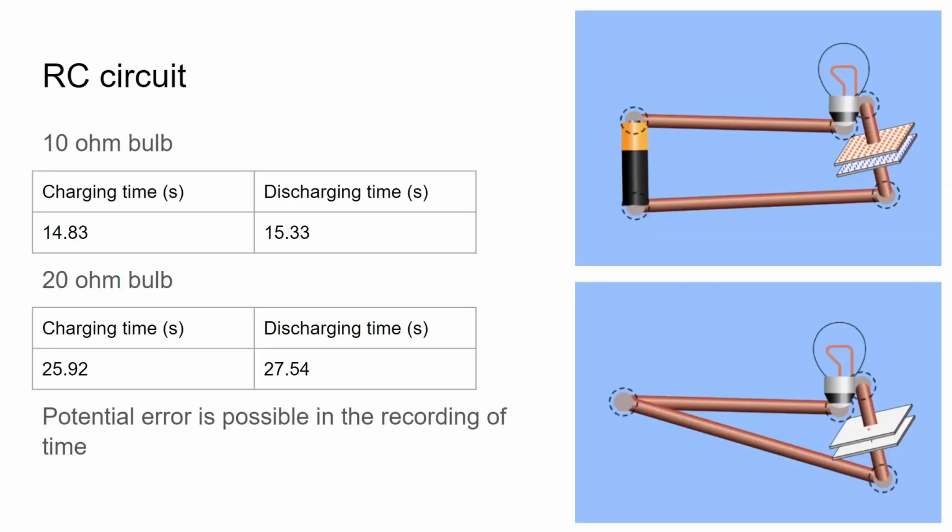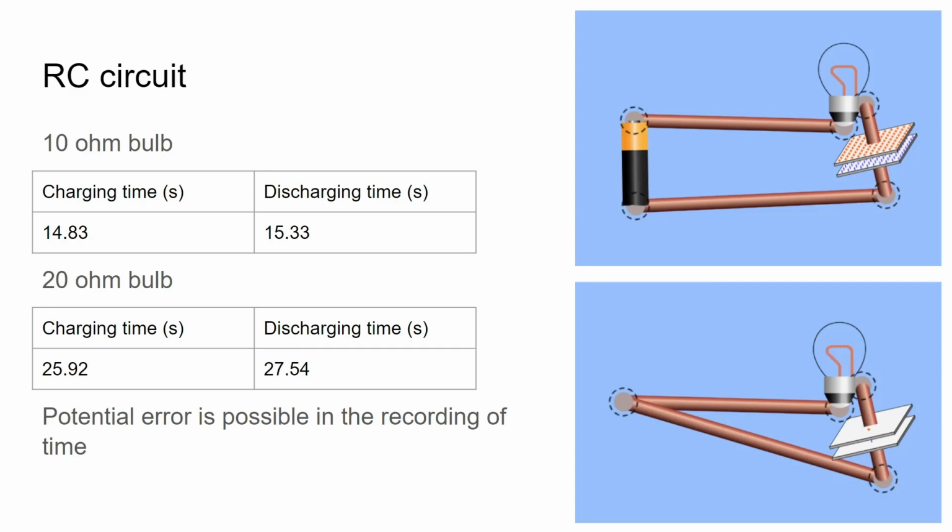The next circuit consists of a battery, 10 ohm light bulb, and a 200 millifarad capacitor. Both when the capacitor was connected and when it was disconnected from the battery, the light bulb brightened initially and then dimmed. This same trend happened to the current when the battery was connected and disconnected.